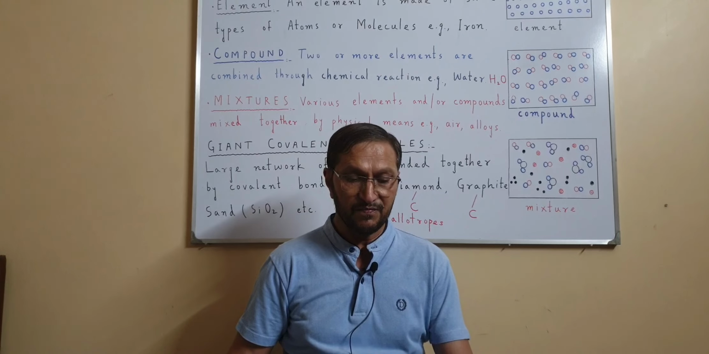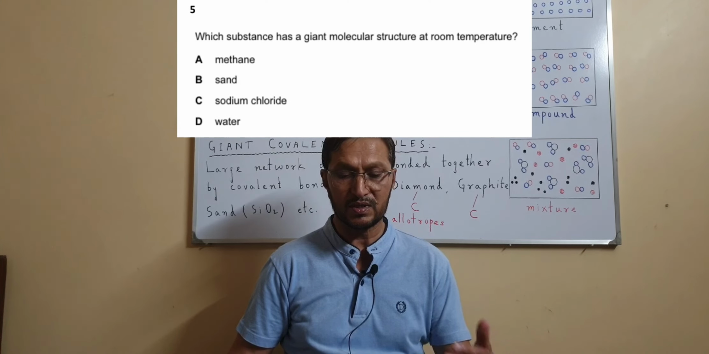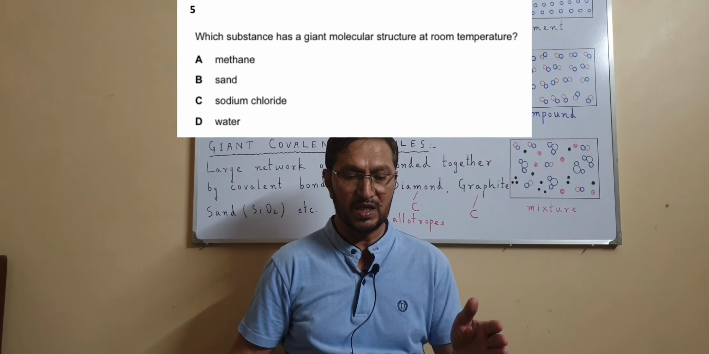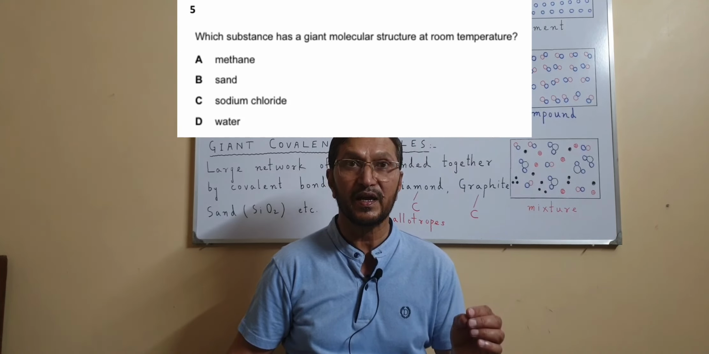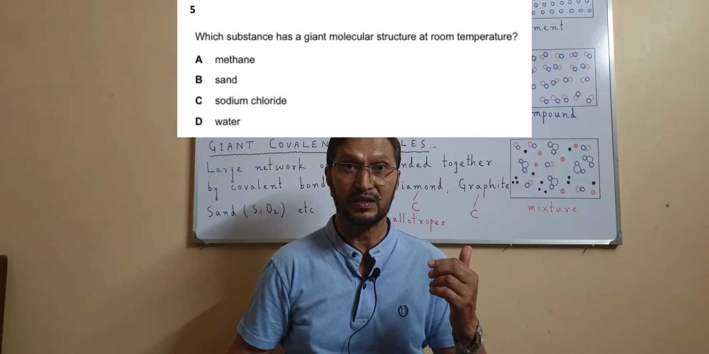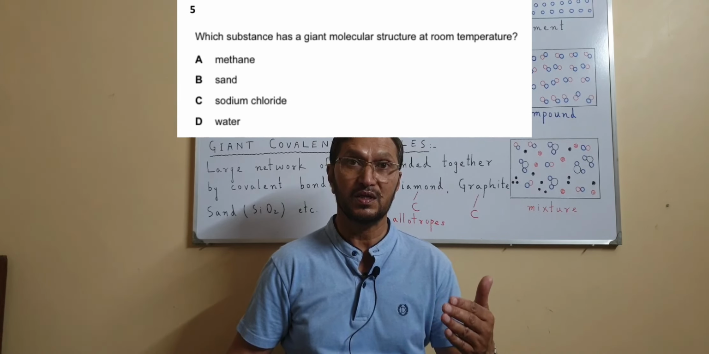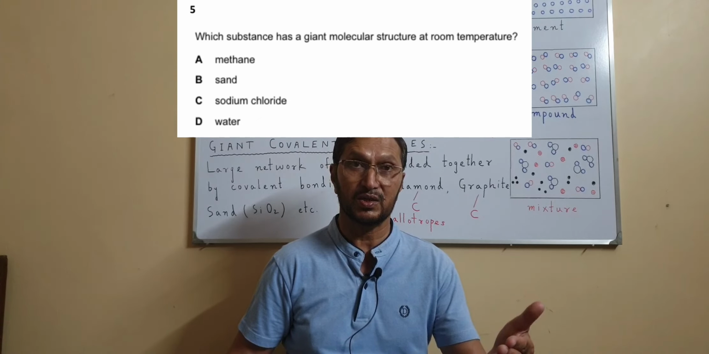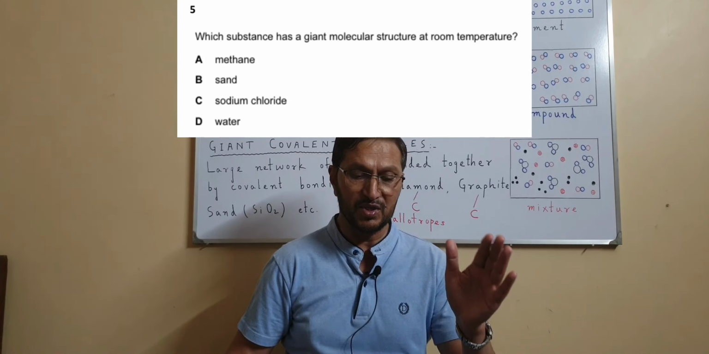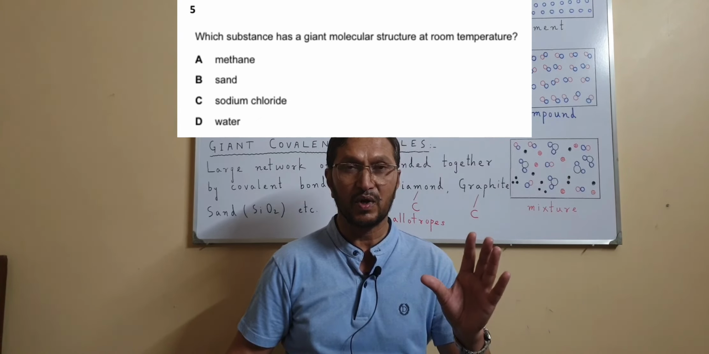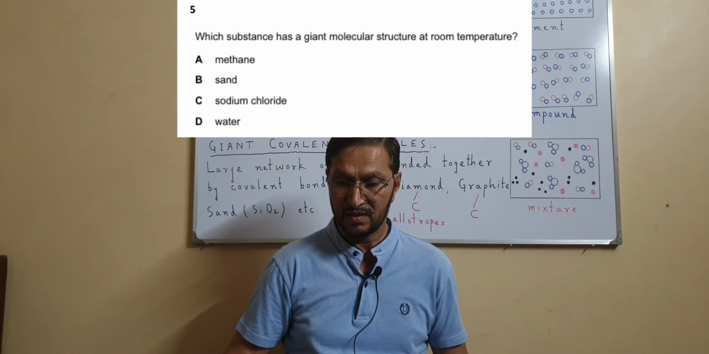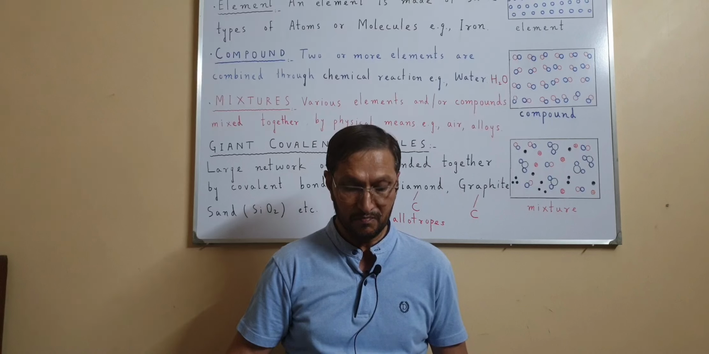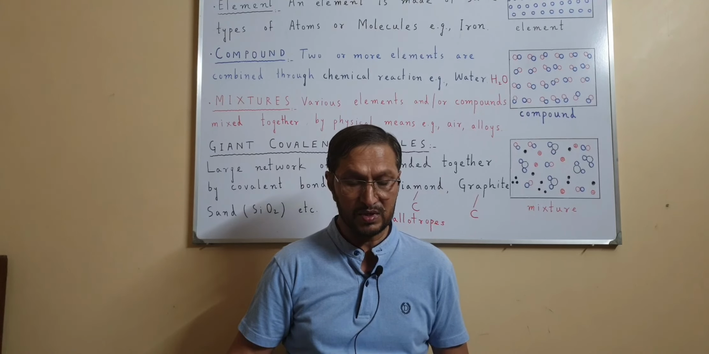Question number 5: which substance has a giant molecular structure at room temperature? Methane, sand, sodium chloride or water? So sand, silicon dioxide, SiO2, as I told in the lecture, is a macromolecule. It is a giant molecule, while methane, sodium chloride and water are not giant covalent structures. So option B.